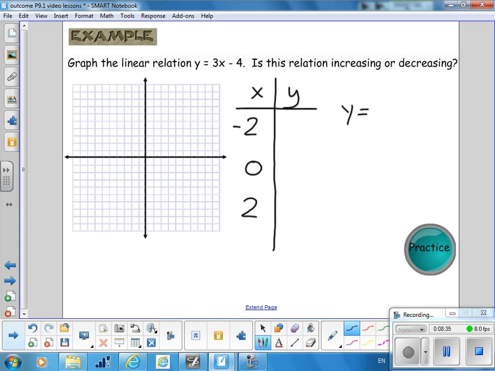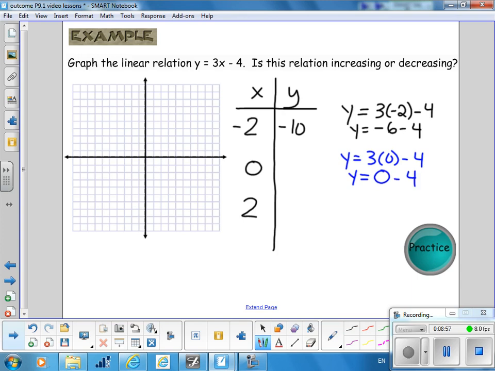So we are going to substitute -2 into the x. 3 times -2 is -6. And -6 subtract 4 is -10. Now I'm going to put my 0 in. 3 times 0, subtract 4. So we are going to get 3 times 0 is 0. 0 subtract 4 is -4. And then we put in +2. 3 times 2 is 6. 6 subtract 4 is 2. So we have our coordinates.